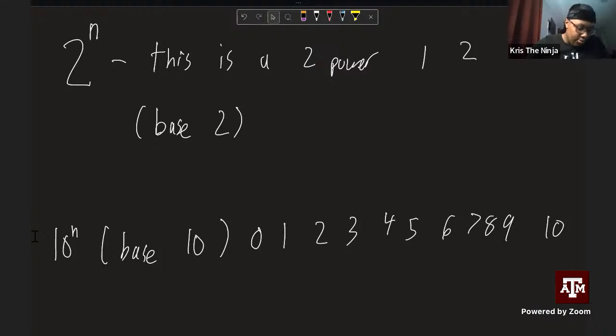Actually, let me draw this in a different color so it's a little bit easier for y'all to grasp the concept. In base 2, we have 0 and 1, which is what I said at the very beginning of the stream, if y'all didn't catch it. So this is how we count, this is 10 numbers.